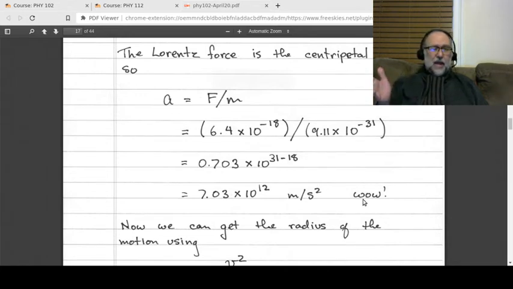Now think about that. That is 10 to the 12. That's like a trillion meters per second squared. What's the acceleration due to gravity? Only 10. And this is like a trillion meters per second squared. So this tiny electron, because it's very light, it's not experiencing much force, obviously, but because it's so light, it's experiencing a tremendous amount of acceleration.